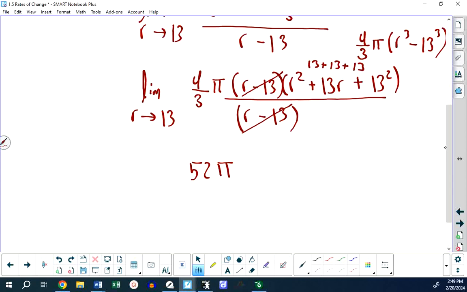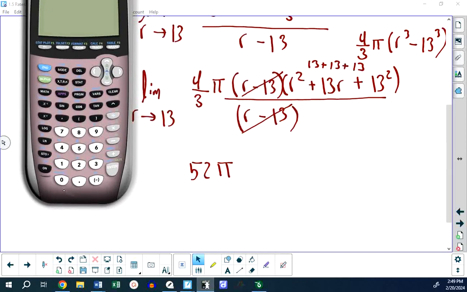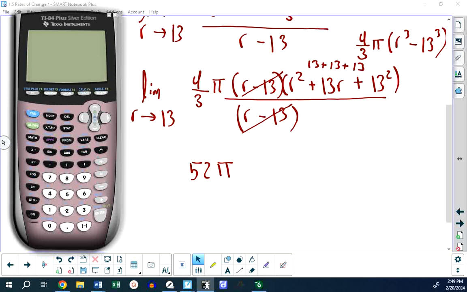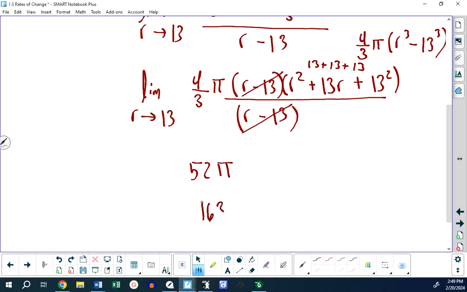Regardless of how you do it, you should be able to get an answer of about 163. And if you do it the long way and you go 4 times pi times 13 times 3 divided by 3, you're going to get that answer. Is 4 times 13 52? Yes. Yeah. So 163-ish centimeters cubed per centimeter. Any questions with that example?